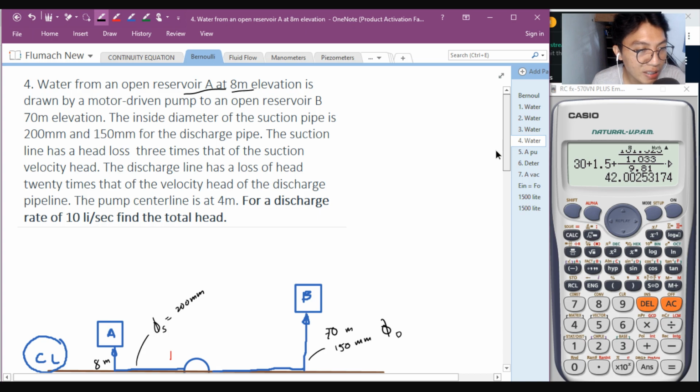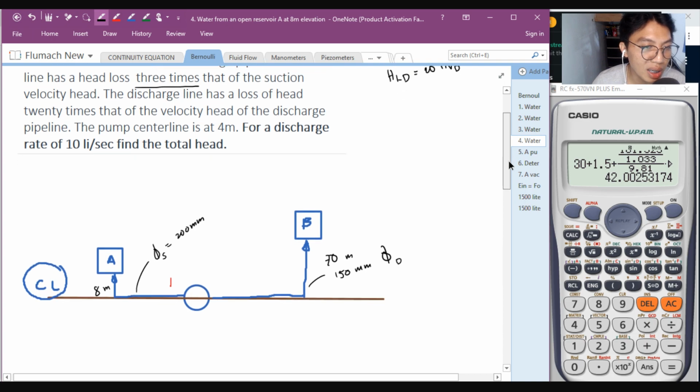The suction line has a head loss 3 times. Okay. Head loss of suction is 3 times that of the suction velocity head. Okay? The discharge line has a loss of head 20 times that of the velocity head of the discharge line. Head loss in discharge is 20 times ng velocity head ng discharge. Ayan.